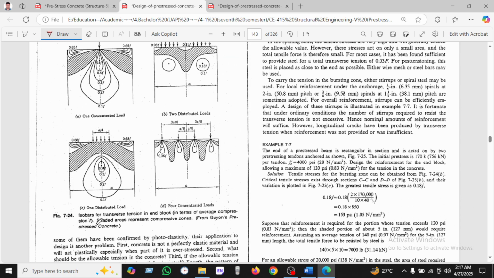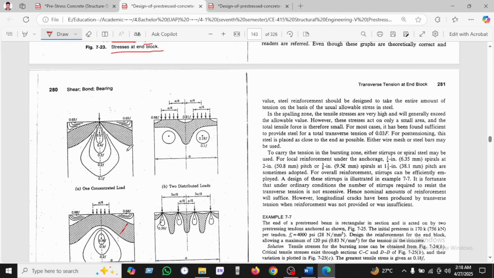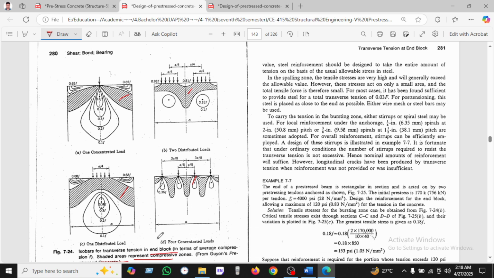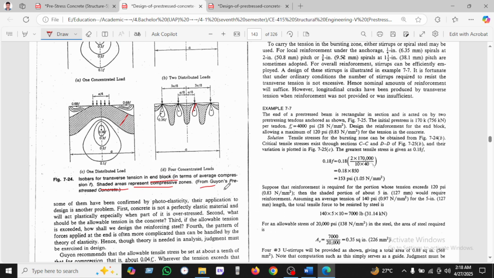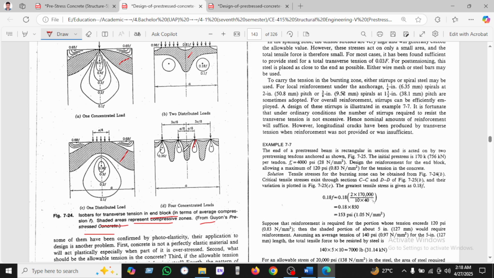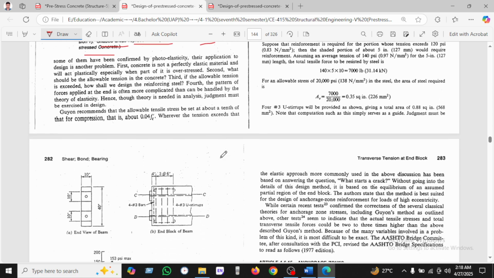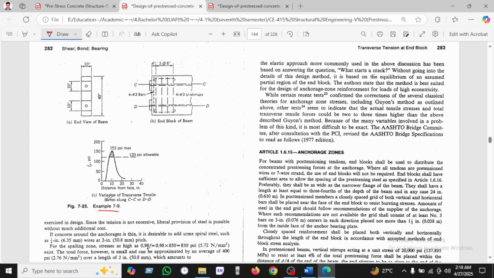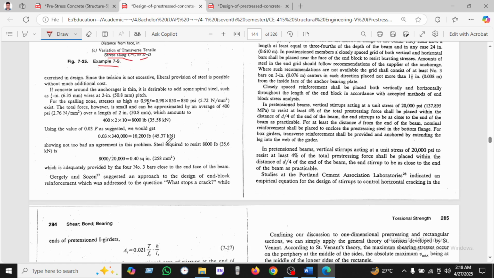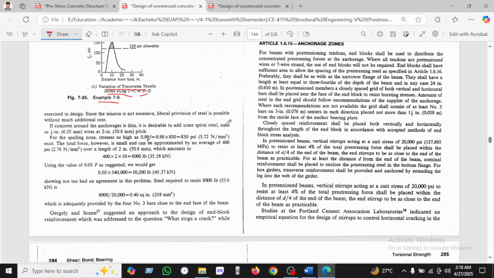Okay, so you can see here the isobar for transfer tension in the end block in terms of the average compression, and the shaded area represents the compressive zone. This is the shaded area, the compressive zone. And from Guyon's pre-stressed concrete, it is taken. Okay, so here is another example. If you are interested, you can see here. You can see the example here, the variation of transverse tensile stress along CC and DD. This is here, and in view of the beam here, the end block is given, and another example is also given here.